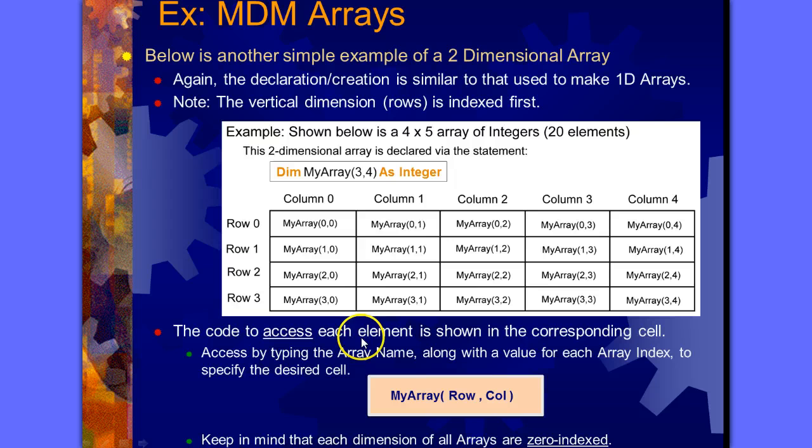The code to access each element is shown in the corresponding cell. So if I want to access this element, I would do 0, 0 element. If I want to access this one, it's the 0, 1 element. So you always mention the row first and then the column. Row first and then column. Keep in mind that each dimension of all arrays are 0 indexed. So they're always 0 indexed.